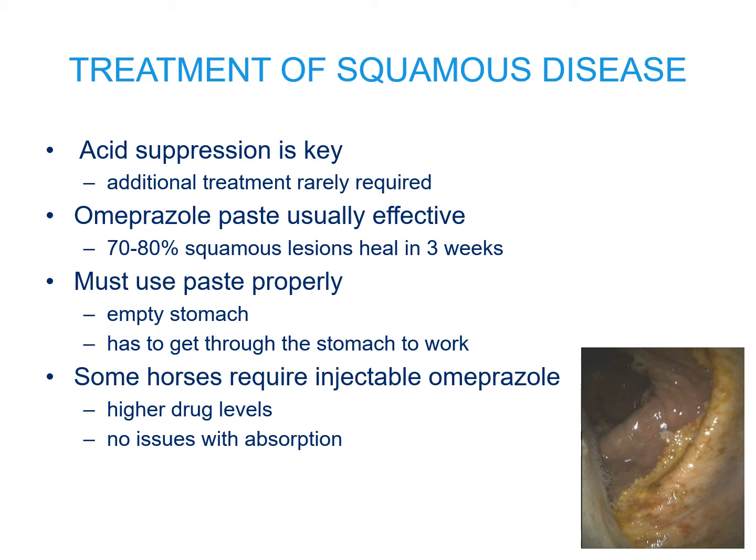Some horses just don't absorb the drug very well, and some horses aren't very compliant, and in those cases we can sometimes use injectable omeprazole on the cascade. It's not a registered drug, but we're able to use it if other treatments aren't proving effective. The injectable formulation gets higher levels where we need them, and there's no issues with absorption, so it is a more reliable and more effective treatment.